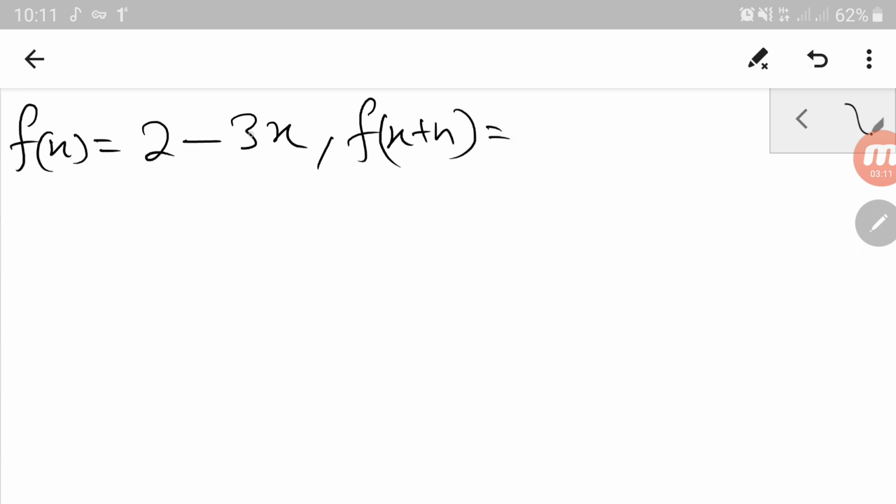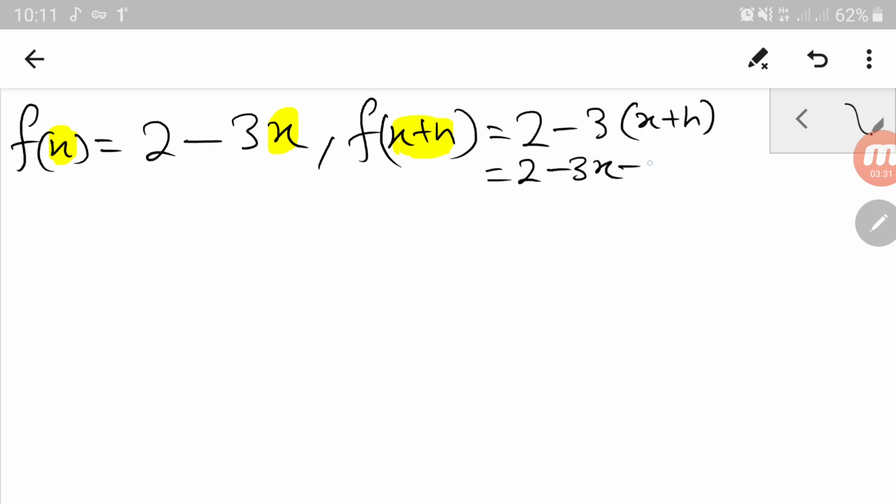Like in the function chapter previously, if we have f(x), then it's 2 minus 3x. So what happens if x plus h? It's 2 minus 3(x plus h). You can expand them if you want to. 3h. So we got already these two. We can apply first principle.